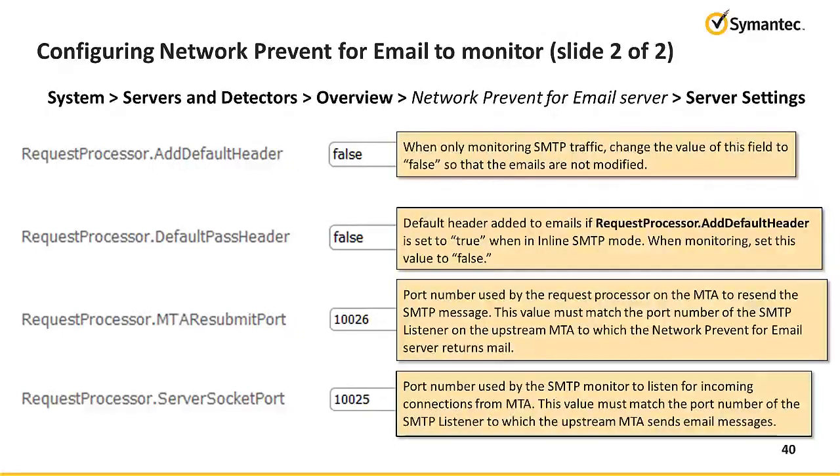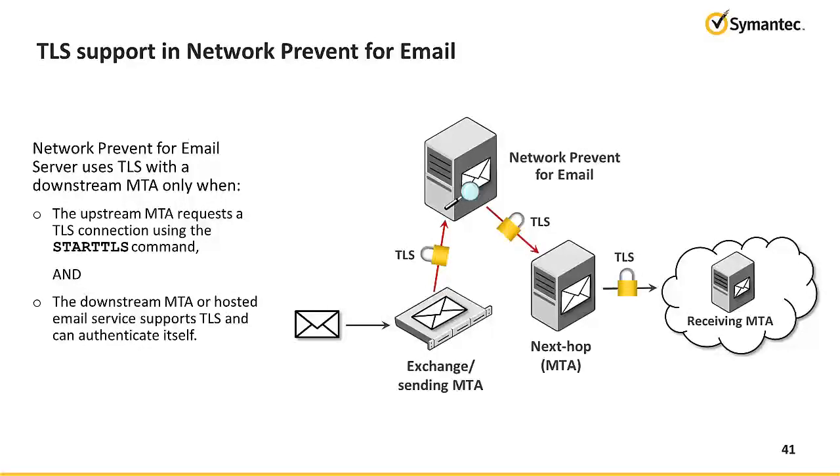For more details, see Configuring Linux iptables to reroute traffic from a restricted port in the Symantec DLP Administration Guide. Once you have finished with these settings, save your changes to the Network Prevent for Email server settings and click Done. Network Prevent for Email supports inspection and forwarding of TLS encrypted messages.